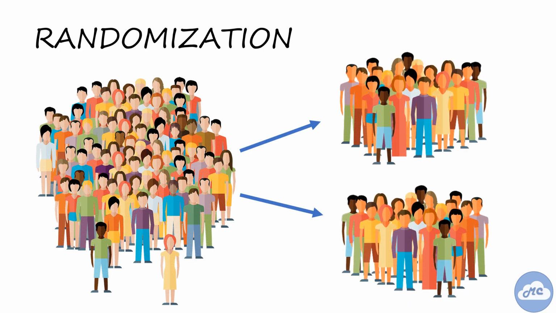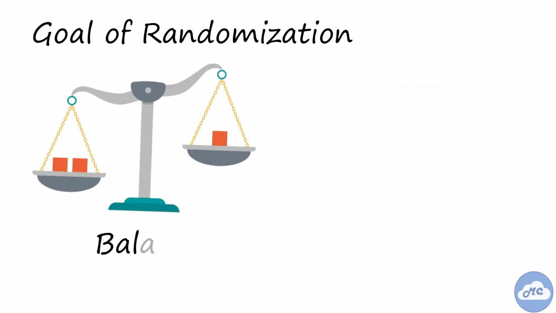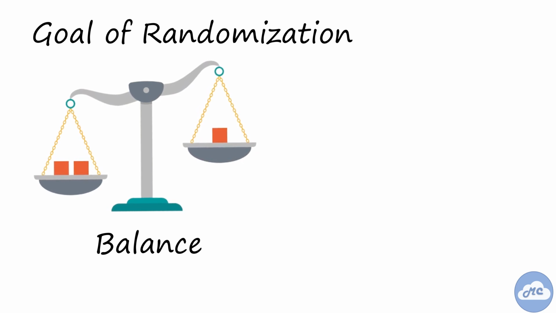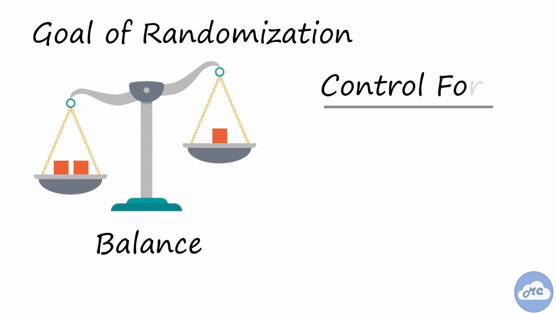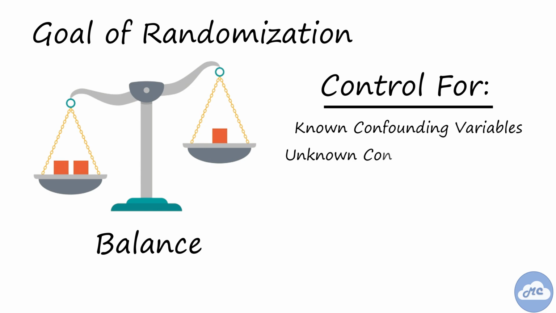Let's talk about randomization. How does a study go from a large population to two separate but similar groups? The goal of randomization is to achieve balance between the groups in a clinical trial. This allows investigators to control for known confounding variables as well as unknown confounding variables.